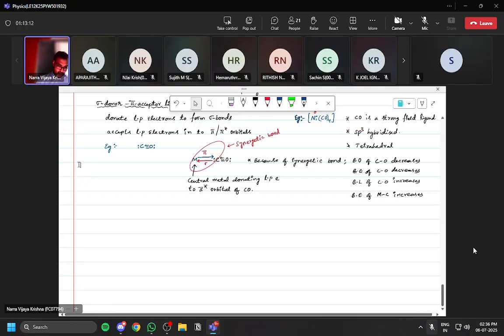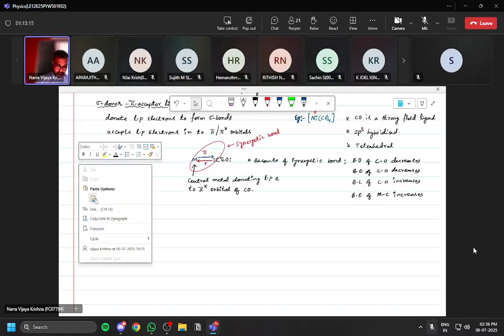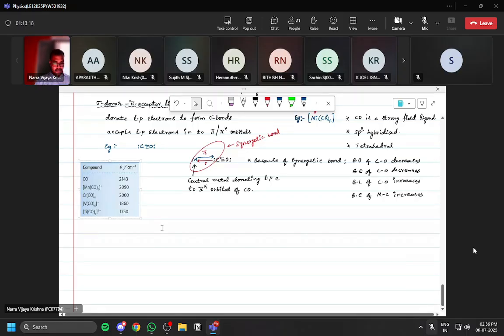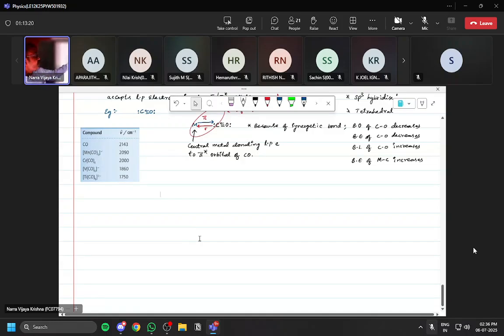This is the table given in Shriver-Atkins. See this table? This is nu bar, means wave number. Wave number of carbon oxygen bond. Wave number means bond oscillation. So wave number is high means CO bond is stronger bond. Correct or not? Now, this is only CO molecule, 2143.